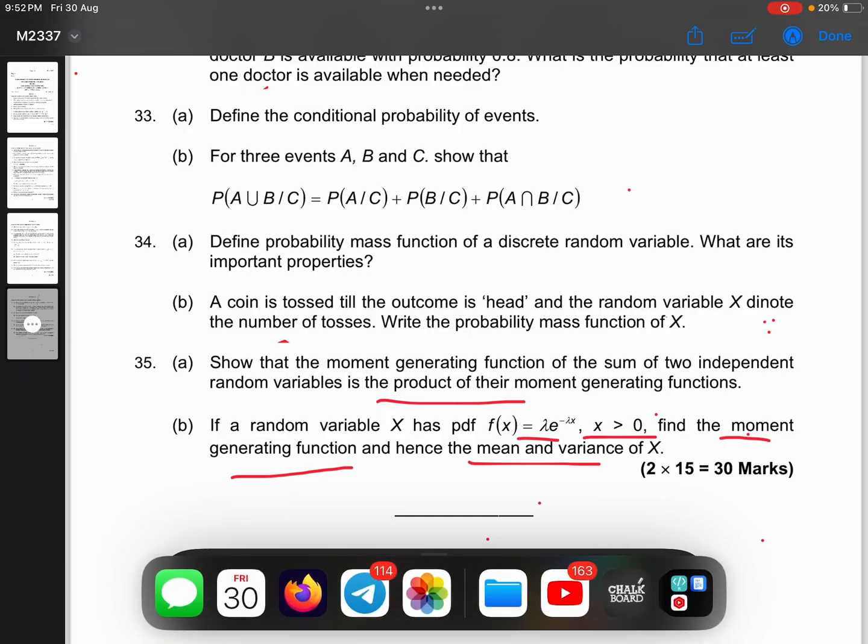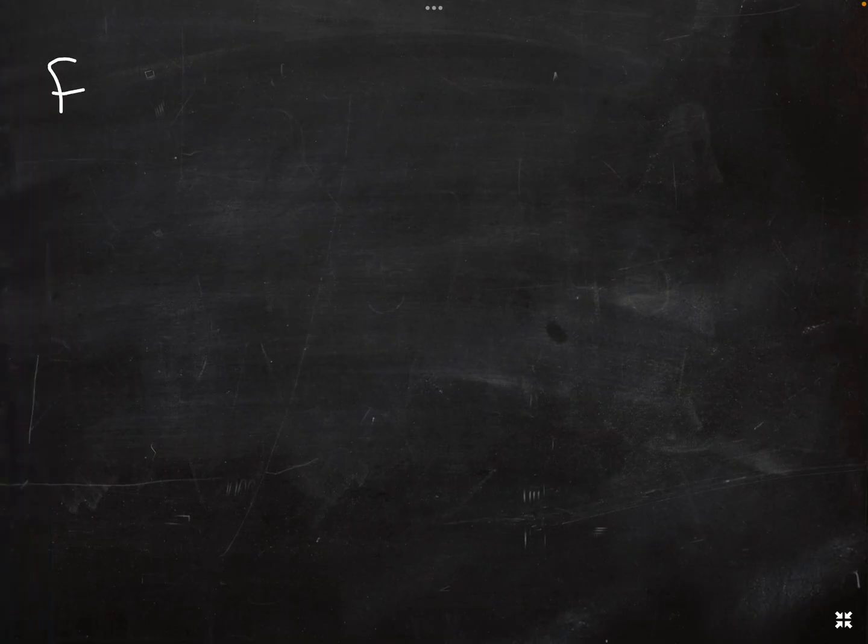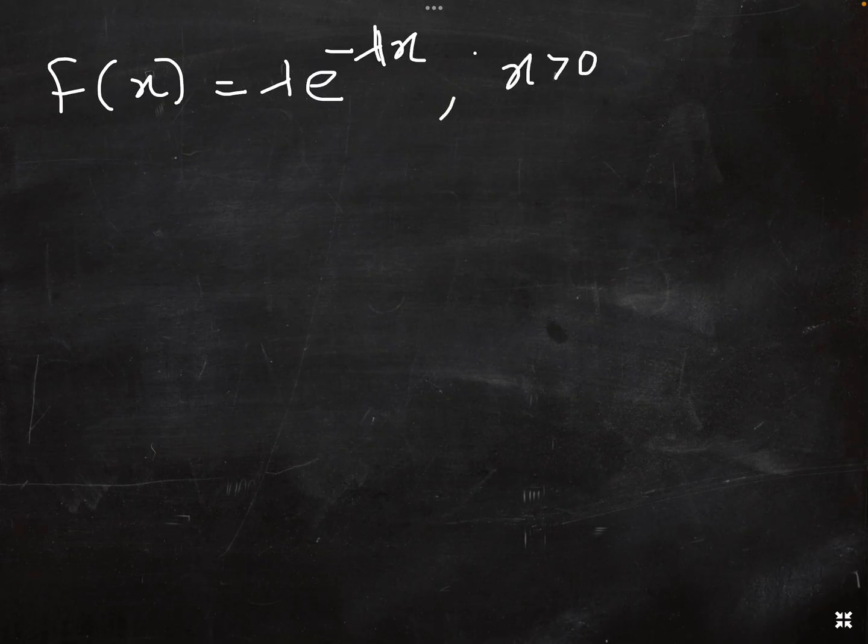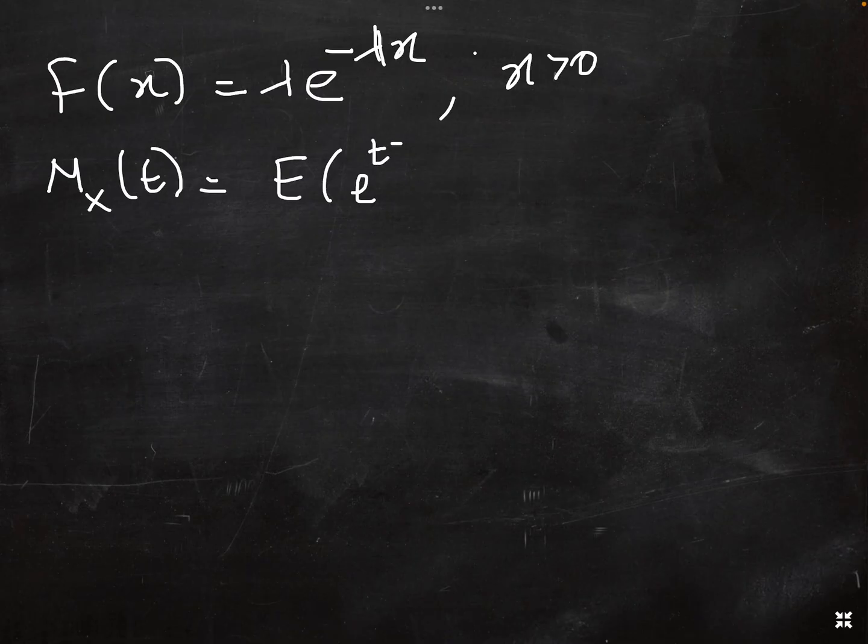Here given f of x is equal to lambda e raised to minus lambda x, x greater than 0. We have to find the MGF. The MGF is denoted as M_X of t, that is the expectation of e raised to tX. Here x greater than 0, that is, x is a continuous random variable.